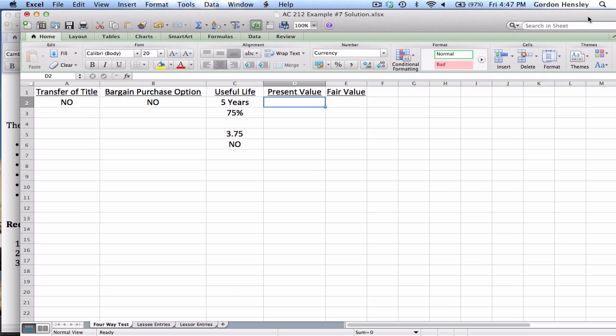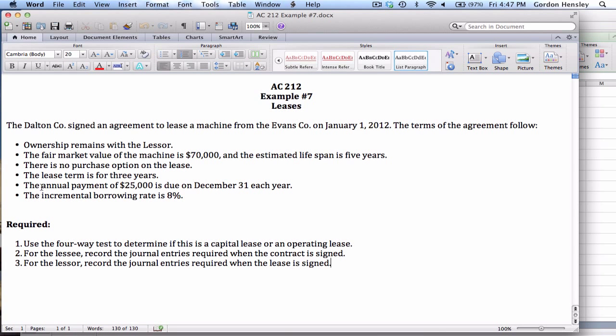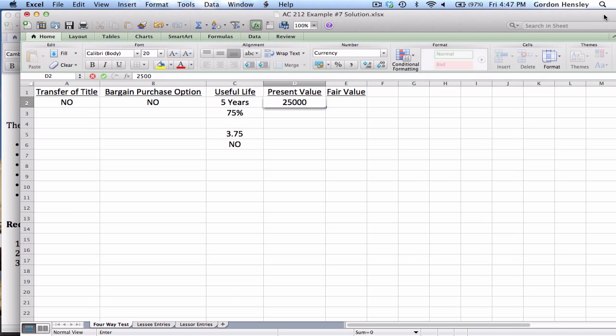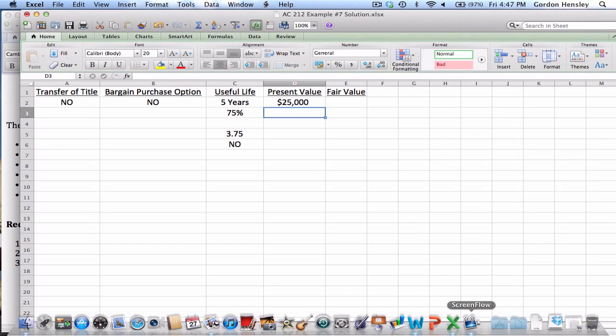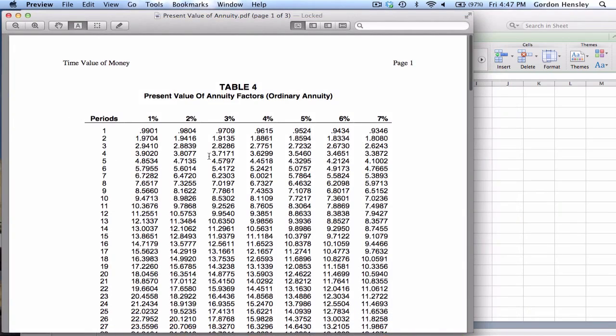So the final test has to do with the fair value versus the present value. Now I need to calculate the present value of this lease. What's my annual payment? It says my annual payment will be $25,000. Now I'm going to have to get the present value of that. Now it says this is a 3-year lease and the percentage is 8%. So I want to use the appropriate table, which would be the present value of an annuity.